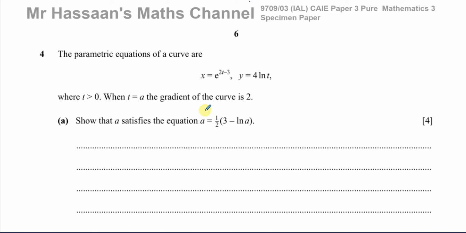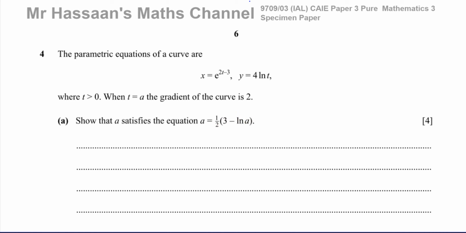This question here is about parametric equations, and here we're told that the parametric equations of a curve are x equals e to the power of 2t minus 3 and y equals 4 ln t, where t is greater than 0. It tells us that when t equals a, the gradient of the curve is 2. Show that a satisfies the equation a equals a half times 3 minus the ln of a.